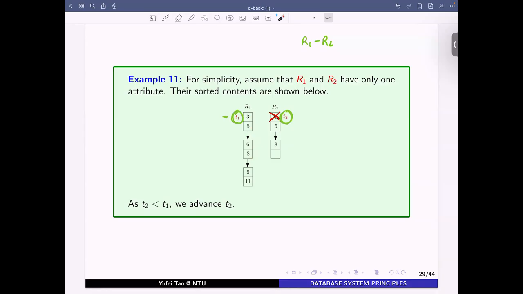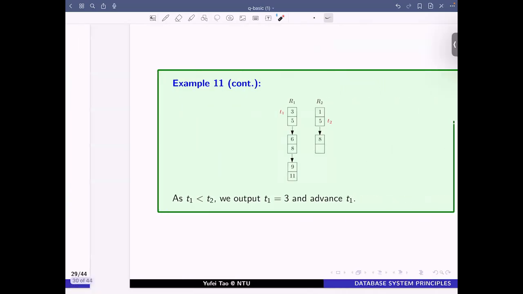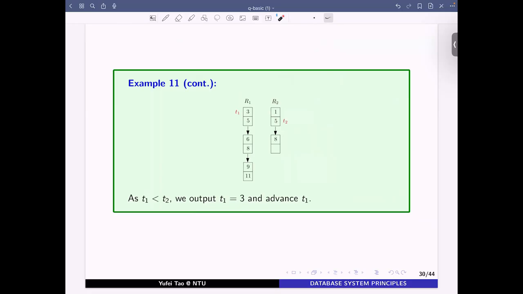For that purpose, you can convince yourself that you are not going to need this one. Why? Because it's less than everything in R1, so it's not going to be useful in the processing. For this reason, we will advance T2 to the next position. This is the rationale behind it. So this takes us to this situation here: after advancing pointer T2, we can see that T1 points to 3 and T2 points to 5.